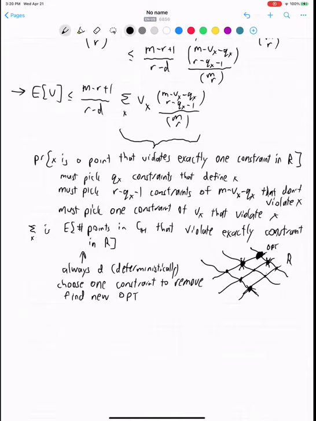Why can't there be multiple points? It makes sense why there has to be at least one. Why can't there be two? Well, so again, if I remove one constraint, that's the only constraint I'm allowed to violate. So I am required to obey every other constraint. So any point that is allowed has to be feasible for all the other constraints, right?